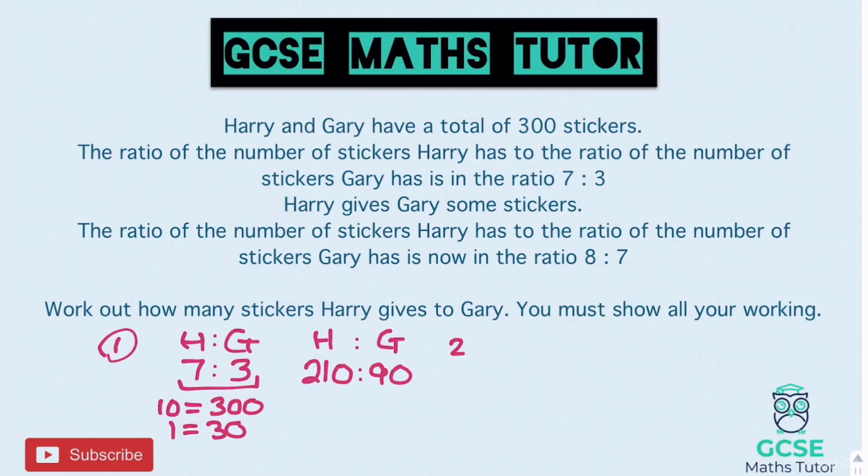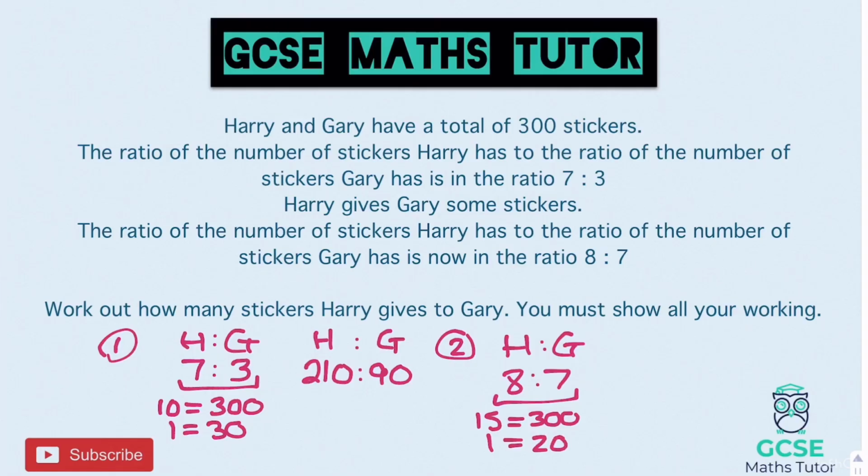Then on the second option, once they've actually exchanged some, we've got Harry to Gary is now in the ratio 8:7. Okay, so that is now a total. 8 plus 7 is 15. So now we have a total of 15 equaling those 300. So if we divide by 15, we get 1 part. This time is going to be equal to 20.